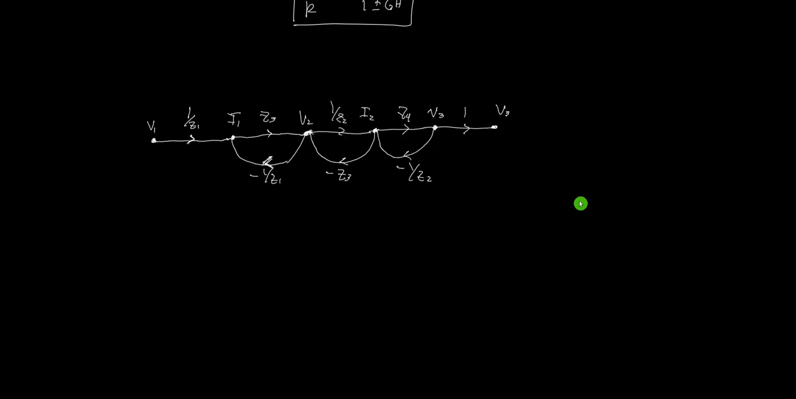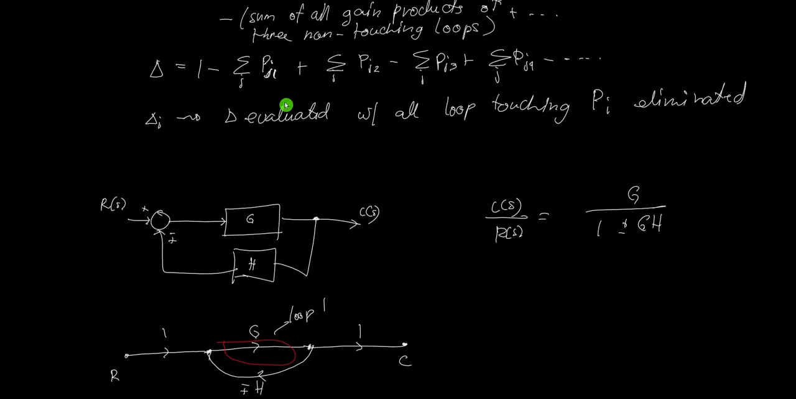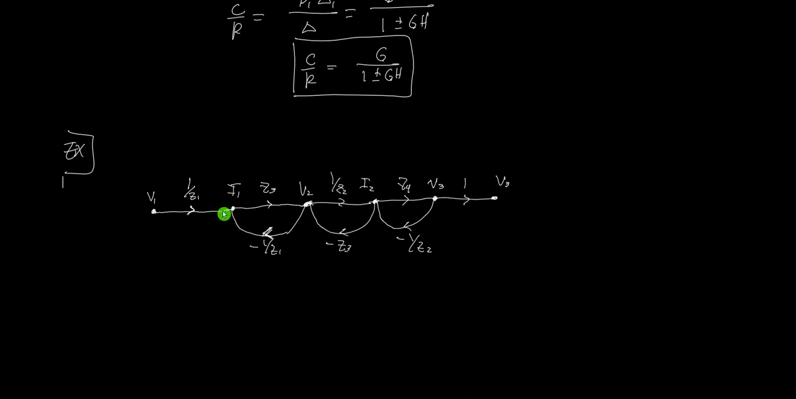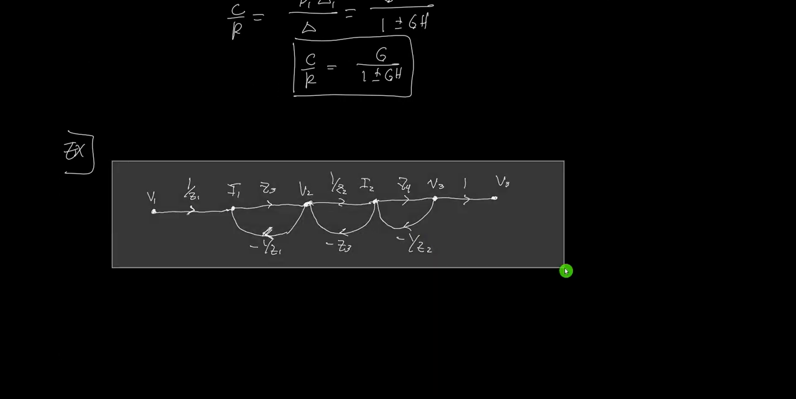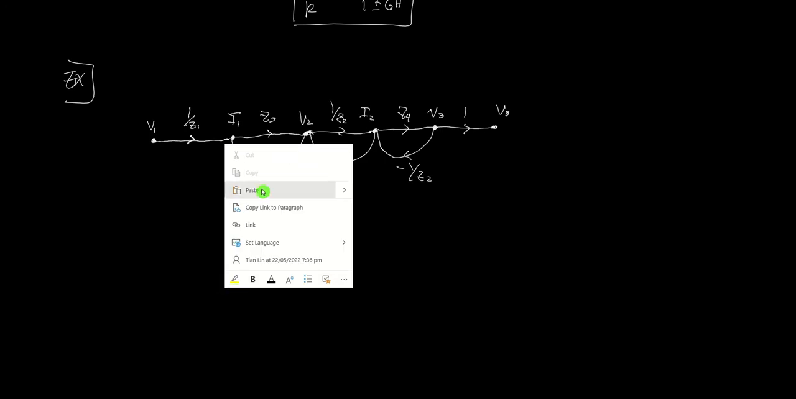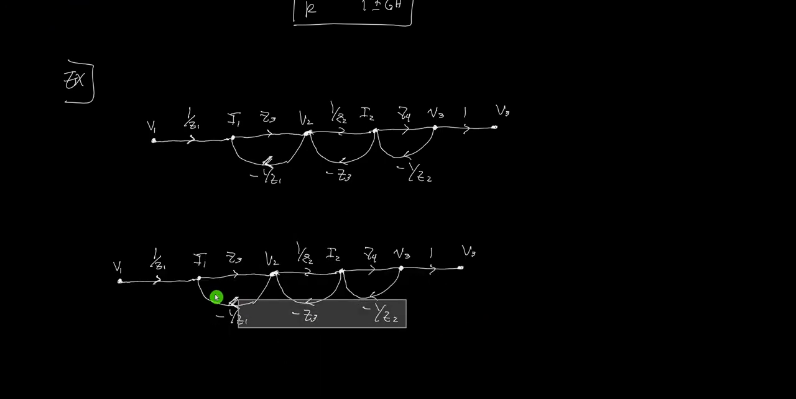This is the signal flow graph of the circuit that we did from our previous example. So to solve this, first, remember the formula. The formula is this. How many forward paths do we have? We only have one again. We only have one forward path, and that path is this one here.